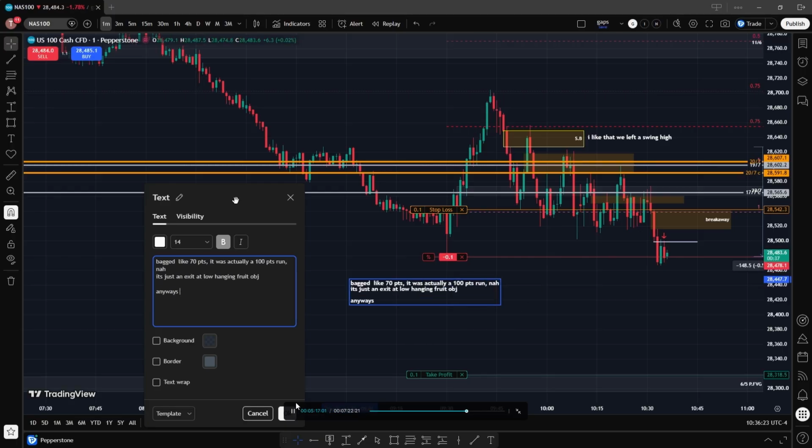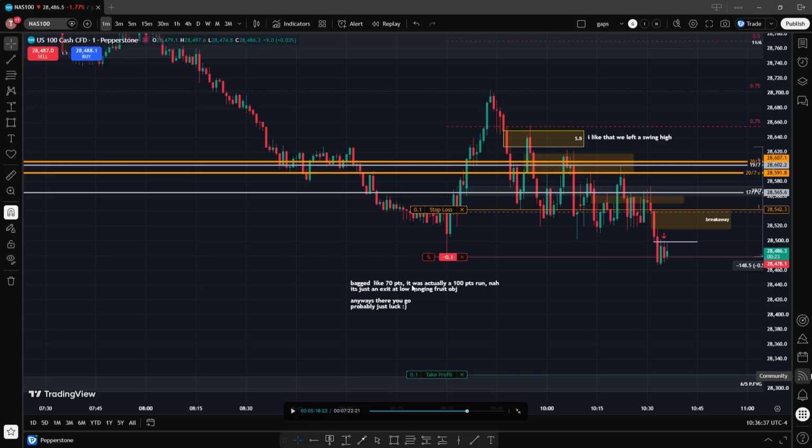Yep, so back like 70 points, I was writing there, exit at low hanging fruit objective, and it actually was a 100-point run. All this is just what it's meant to be. I'm trading with logic right now.